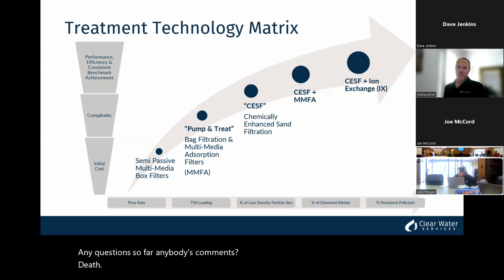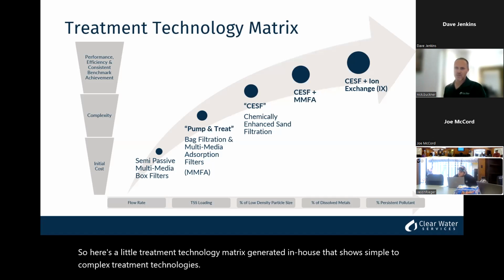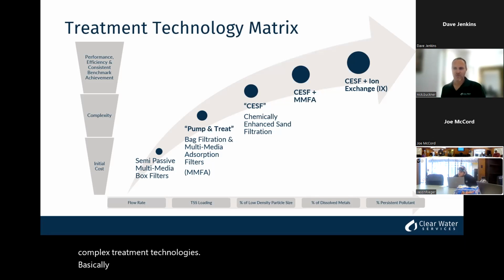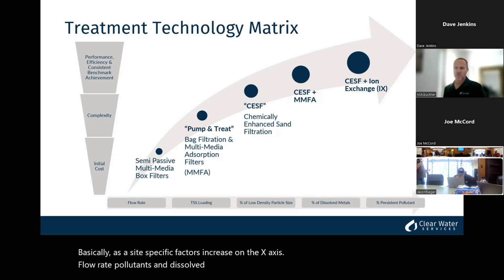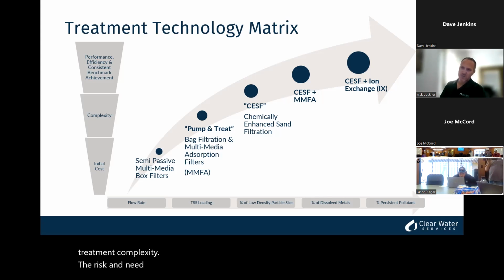Here's a little treatment technology matrix generated in-house that shows simple to complex treatment technologies. Basically, as the site-specific factors increase on the x-axis, flow rate, pollutants, and dissolved contaminants, so does the initial cost and level of treatment complexity. The risk and need for higher performance is increased as well to meet the regulatory discharge demand.